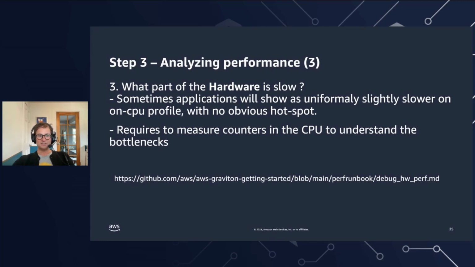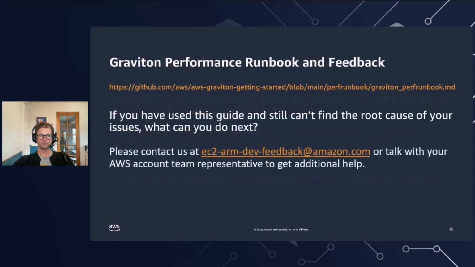We have a fully detailed methodology on how to do that on the Graviton Perf Runbook that we host on GitHub. The URL for that is available at the bottom of the screen. That's a little bit too long for the introduction that we are doing today, but I would really invite you to have a look there and see how much information it could give you for your application. The full performance runbook is available on GitHub.